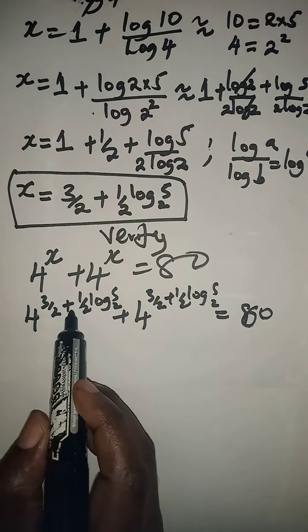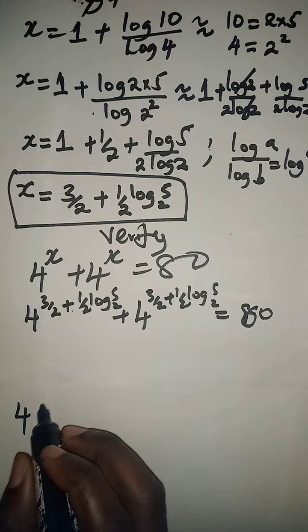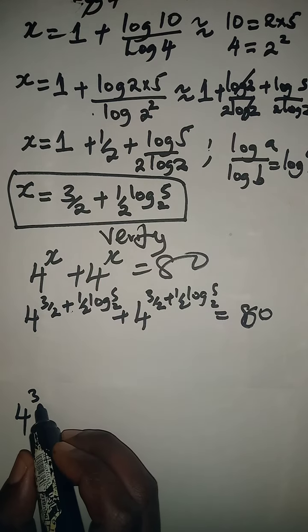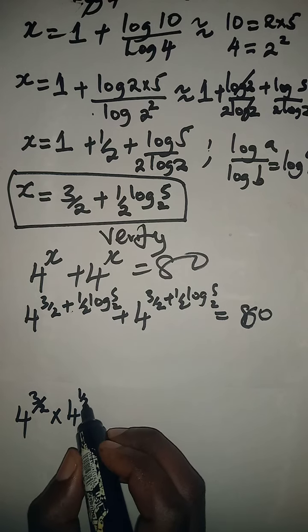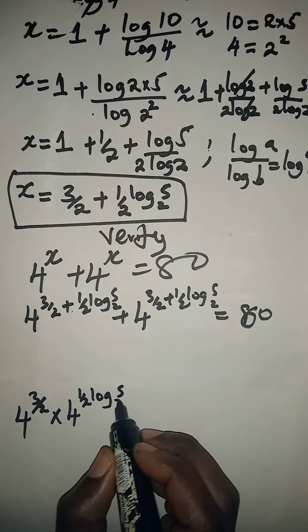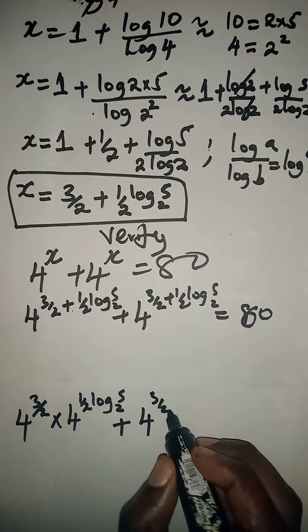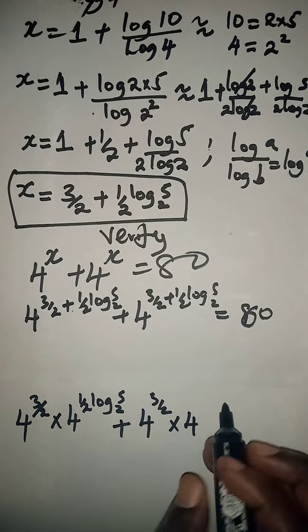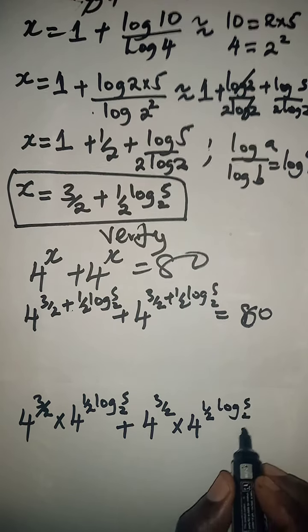So when I add the powers, it means I can separate the bases by multiplying. 4 raised to 3 over 2 multiplied by 4 raised to a half to the log of 5 base 2, plus 4 raised to 3 over 2 multiplied by 4 to the power a half to the log of 5 base 2, should give me 80.